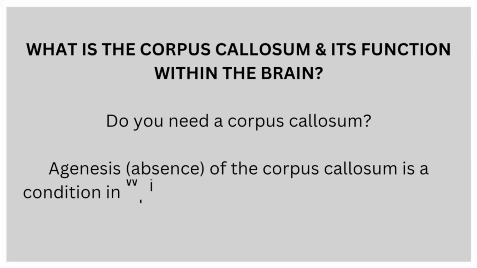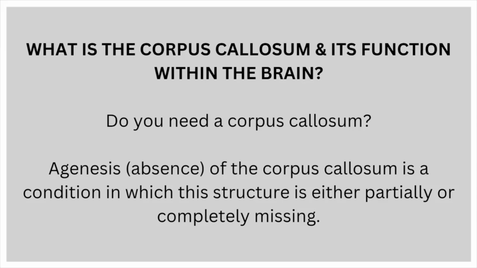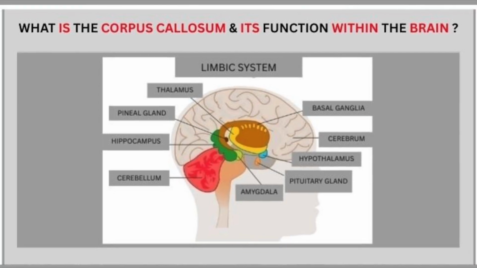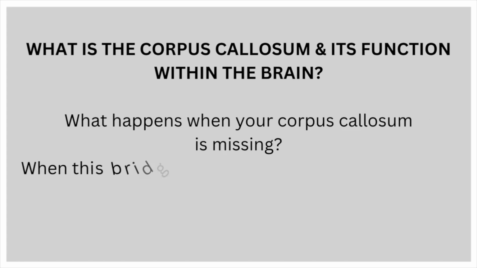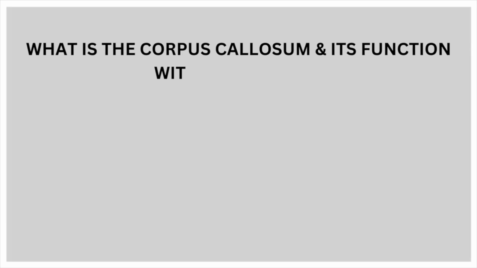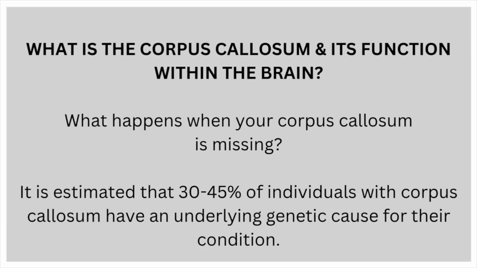Do you need a corpus callosum? Agenesis of the corpus callosum is a condition in which the structure is either partially or completely missing. What happens when your corpus callosum is missing? When this bridge is missing or incomplete, it can lead to a range of signs or signals, from mild learning difficulties to more significant developmental delays and seizures. It's estimated that 30 to 45% of individuals without a corpus callosum have an underlying genetic cause for their condition.